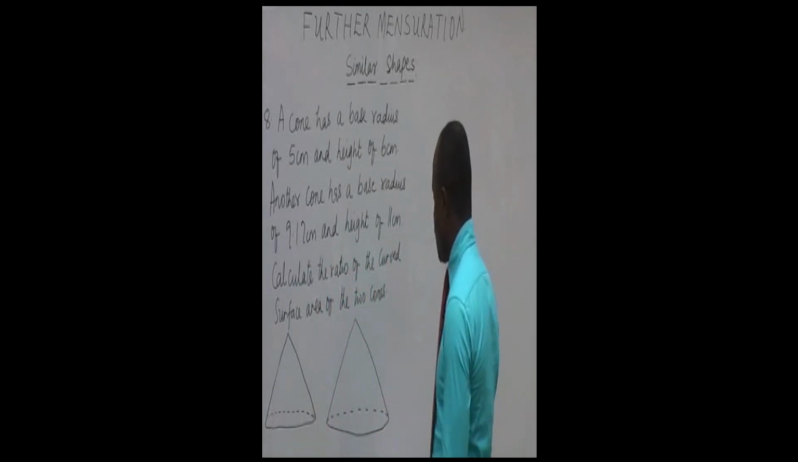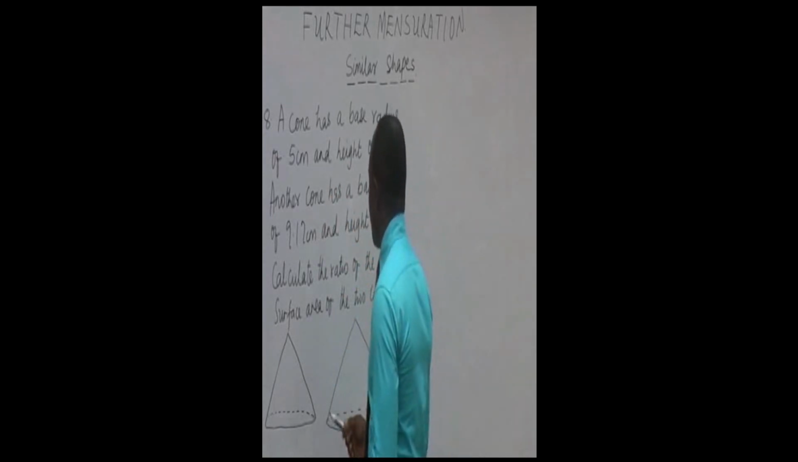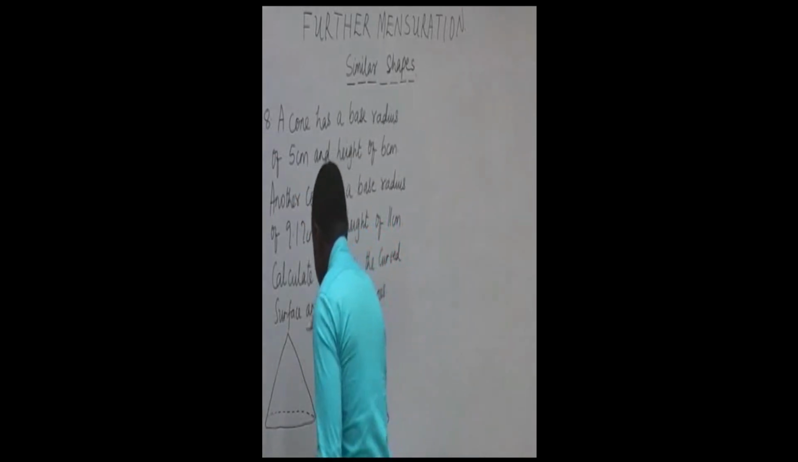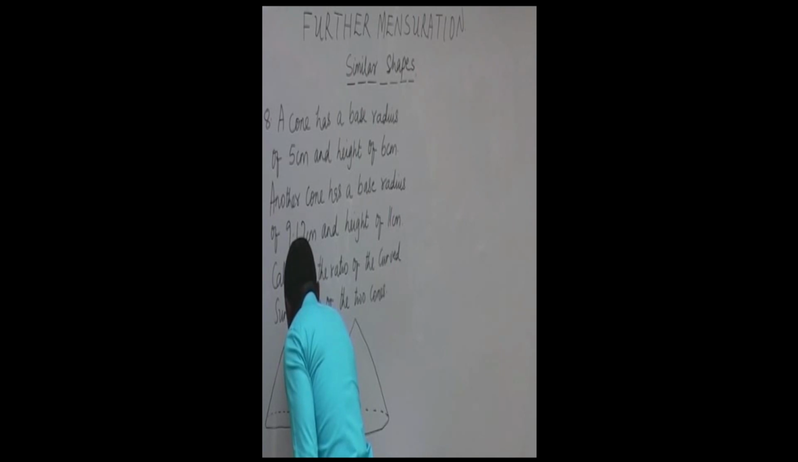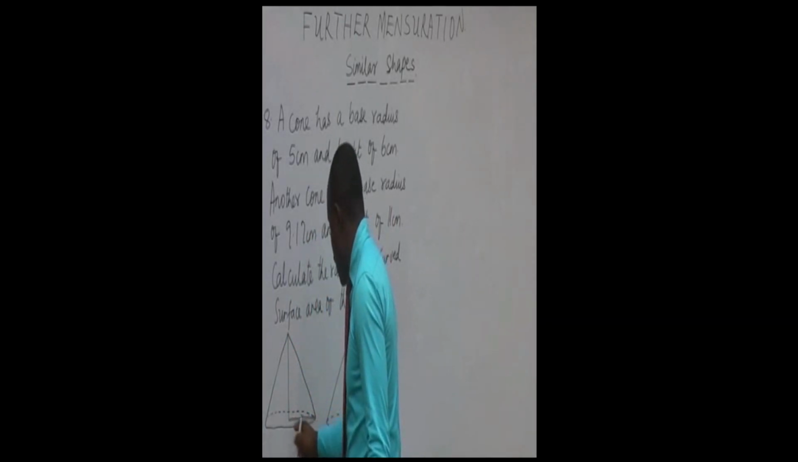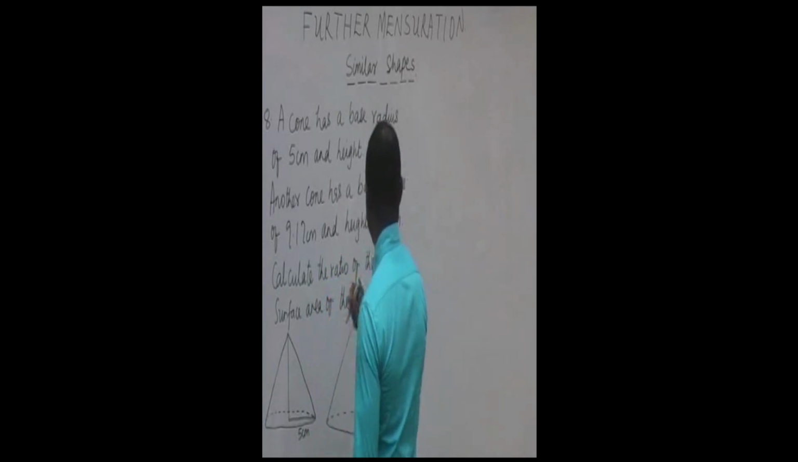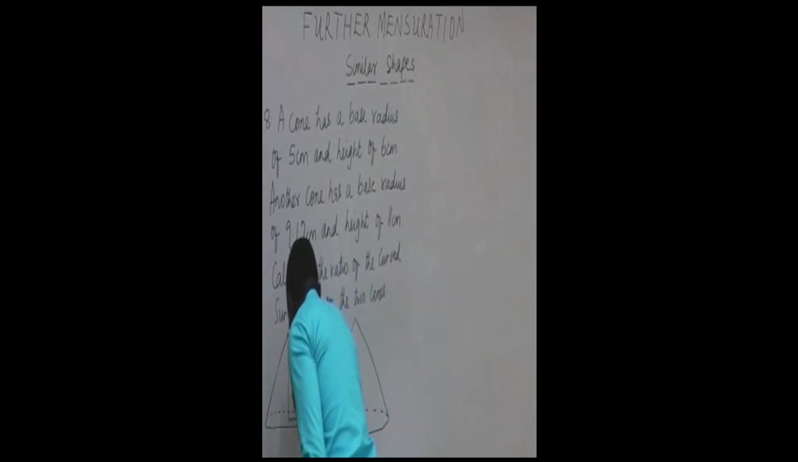Okay, let's assume that these are the two cones. The first one has a radius of 5 cm. The radius is the distance from here to here, or from here to here. So this one is 5 cm. Then a height of 6 cm. So this place is 6 cm.